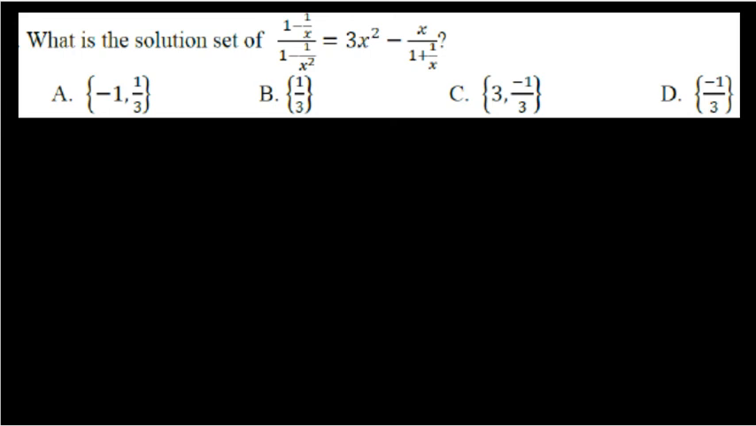Okay, the next question again says, what is the solution set of 1 minus 1 over x, the whole over 1 minus 1 over x squared, equal to 3x squared minus x over 1 plus 1 over x. So we need to do the numerator here separately, this also, and then we'll flip it the same manner here. First we have to do these two.